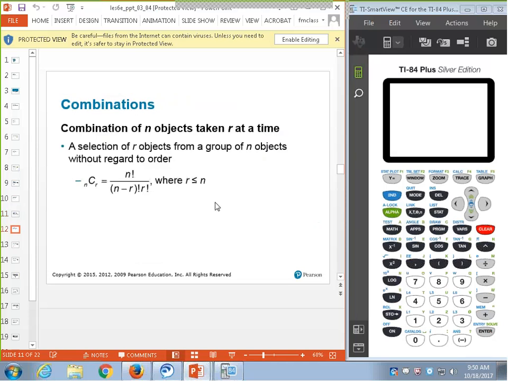Combination: selecting r objects from a group of n objects without regard to order. There's the formula. You will not need to know the formula because the calculator has it built in. There's NPR and NCR. NCR is number 3. We'll do it in a minute. So you don't need to worry about the formula.